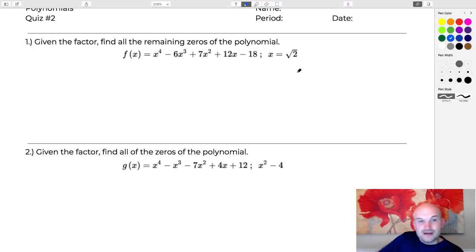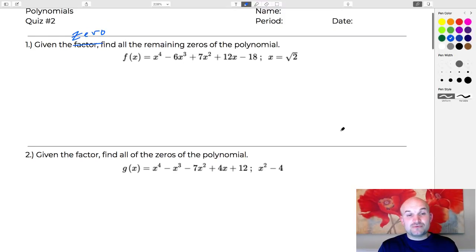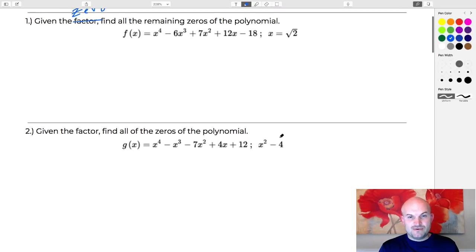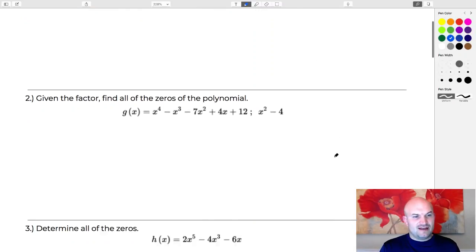But what I'm going to do here is work on polynomials, finding all the zeros when given a factor. And actually, I messed that up. I changed that, and that's actually wrong. This is actually given a zero. So that's going to be find all the remaining zeros when given a zero. You can see an irrational zero. This one we're going to have when given a factor.